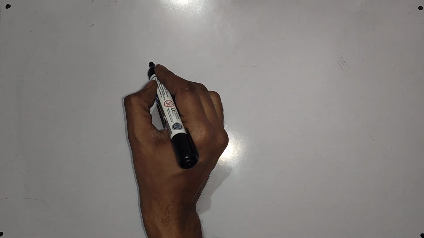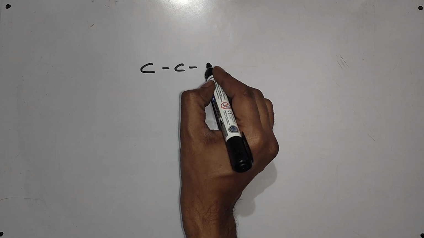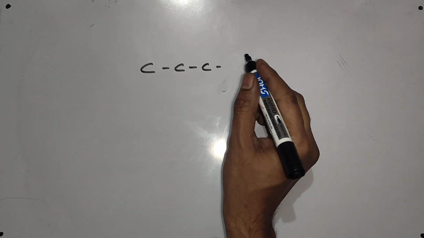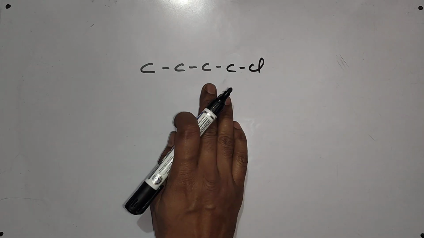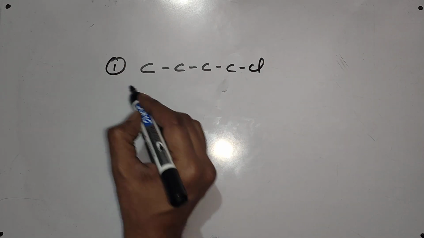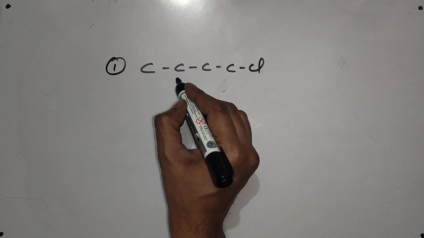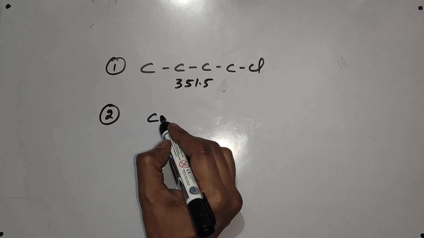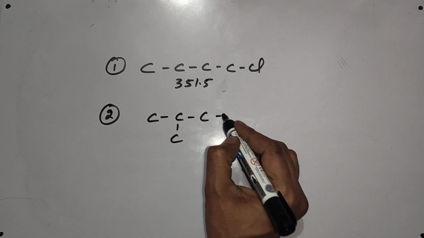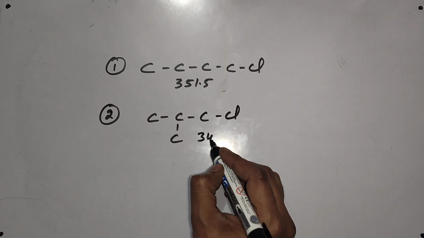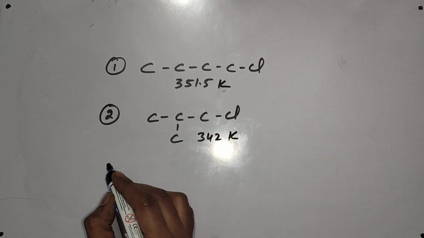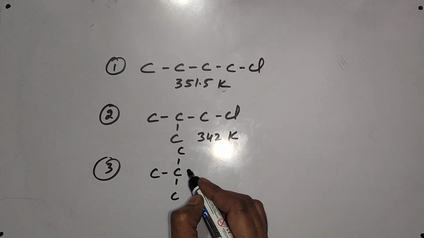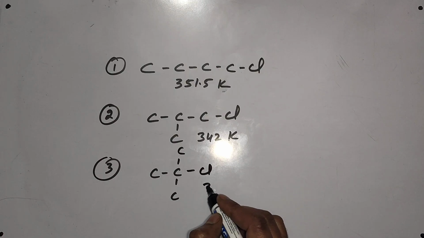The particles are isomers, and hydrogens are there. You can understand by yourself: even if I am not writing the hydrogens, they are there. This is the first haloalkane, whose boiling point is 351.5 Kelvin. The second one has a boiling point of 342 Kelvin. And for the third, the boiling point is 324 Kelvin.